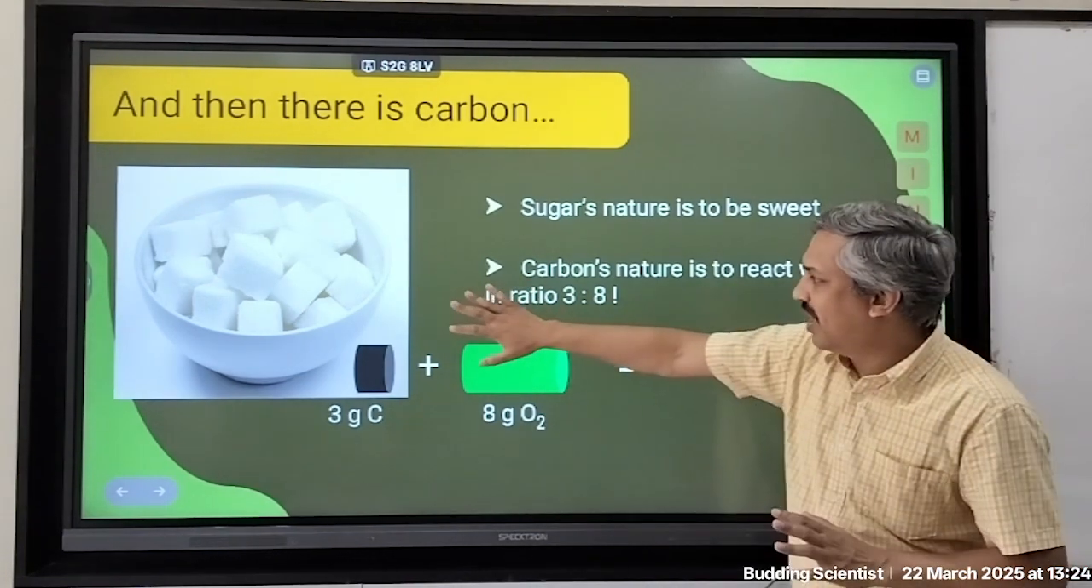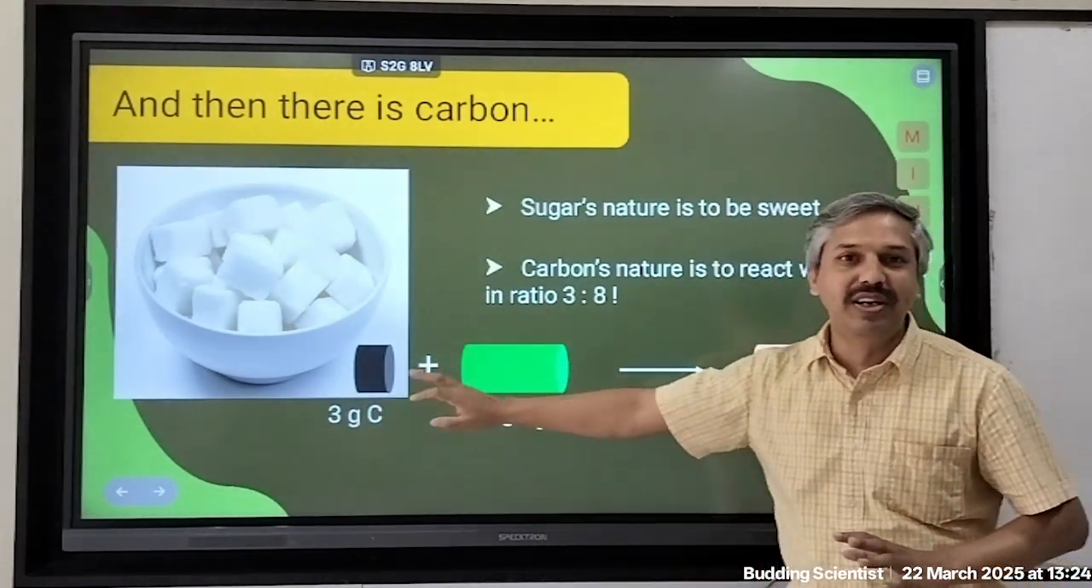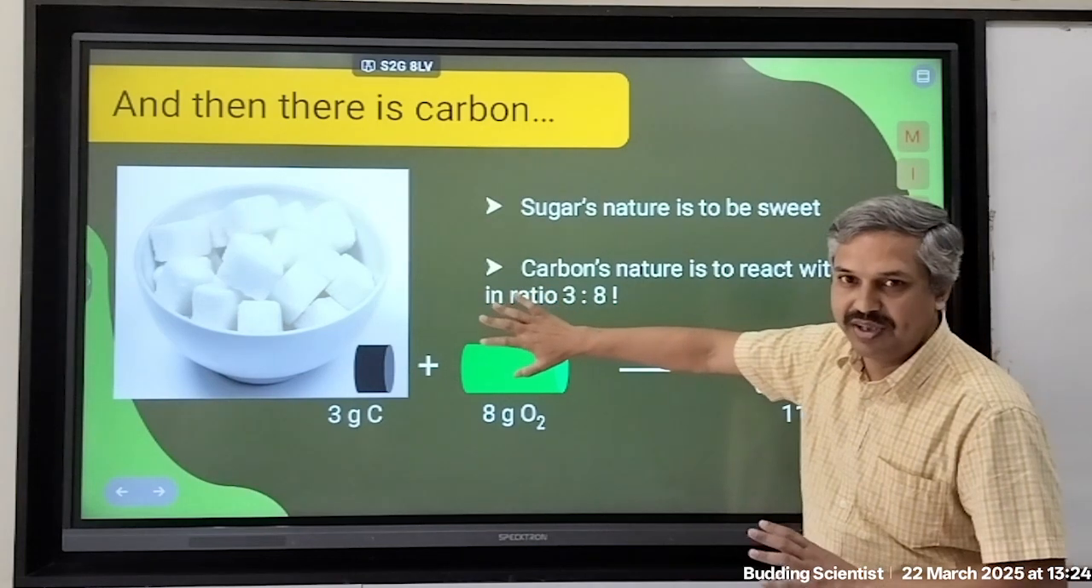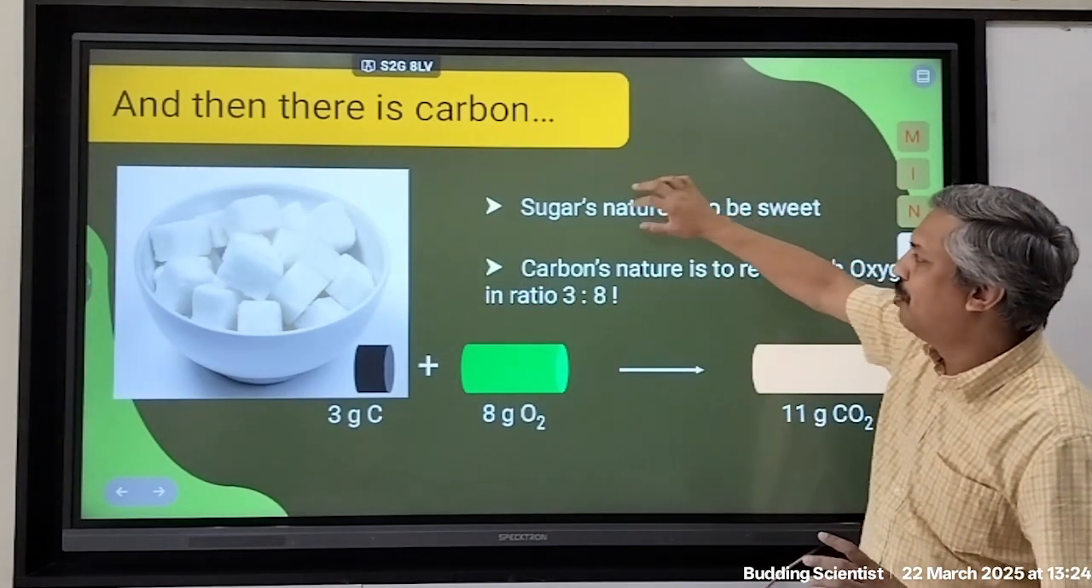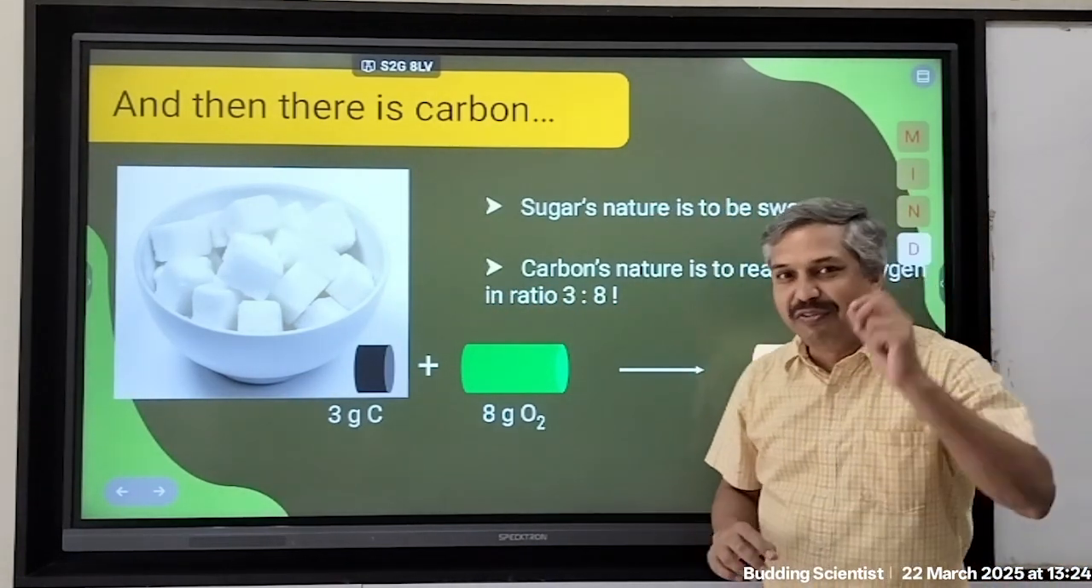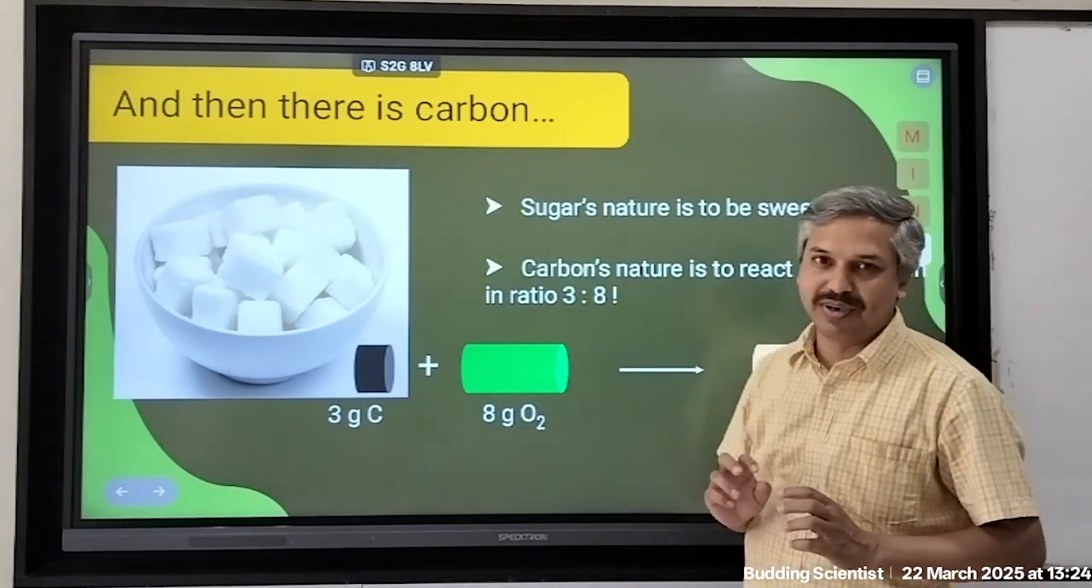No matter how much carbon you take, the ratio will remain the same. That's carbon's property, just like no matter how much sugar you took, everything was sweet. That was sugar's property.